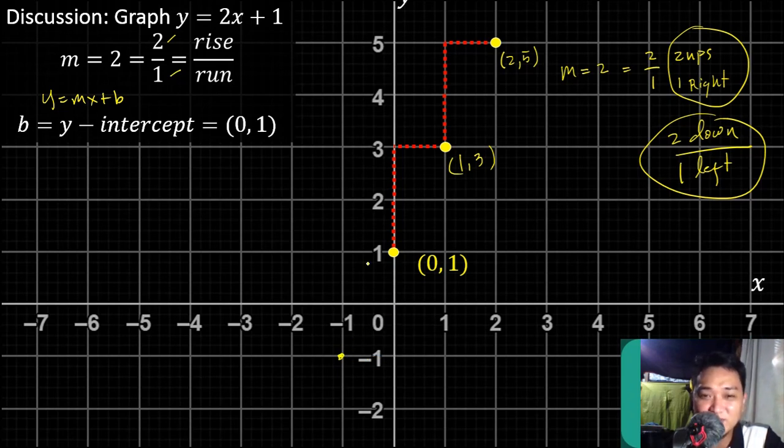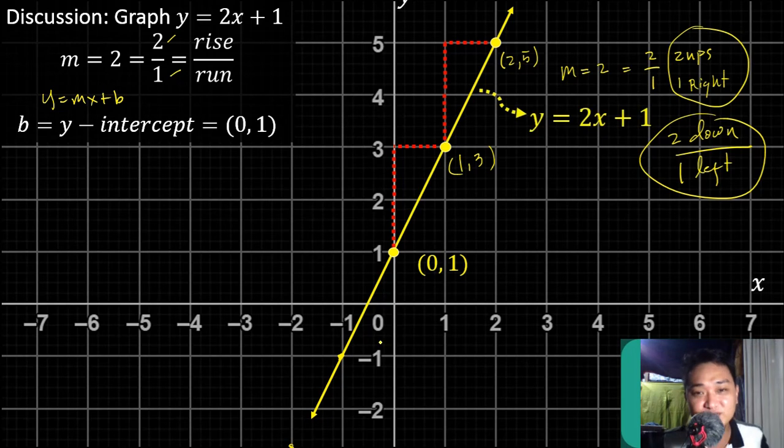If you notice, there is a pattern, because it is a line. Even if we do not look at the next one, we know it is here, because that is 2 down and then 1 left. There is a pattern. And once we see the pattern, we can easily graph the linear equation. All we have to do now is to connect those points. There.